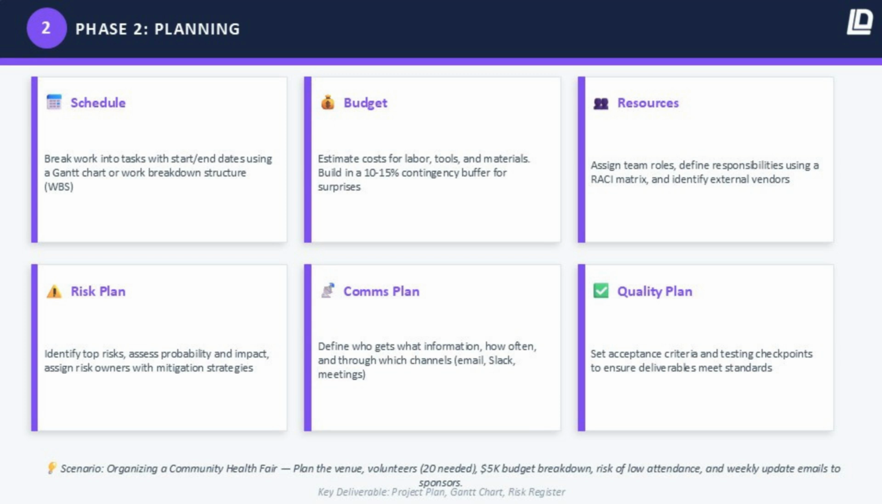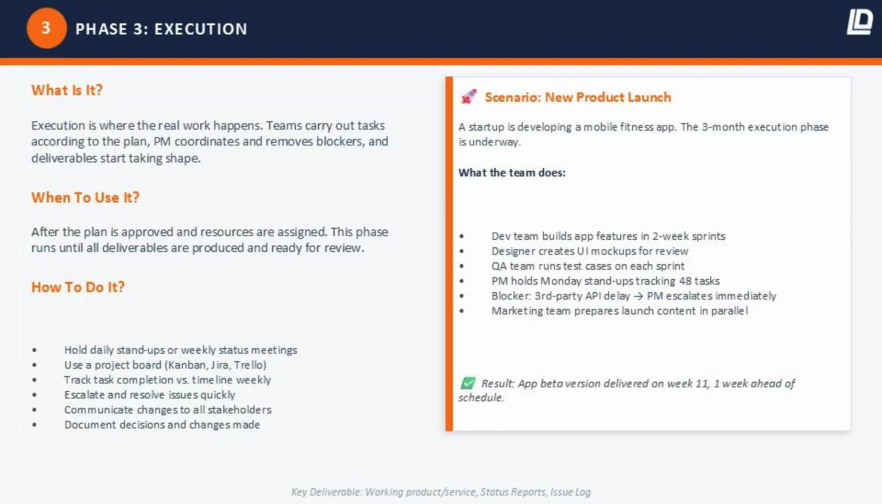You identify the top risk: low attendance. Your mitigation: a 2-week social media push and outreach to local community centers. And you set up weekly email updates to your sponsors so they're always in the loop. That's planning done right. Your key deliverables here: the project plan, your Gantt chart, and your risk register. When those 3 documents exist and have been reviewed, you're ready to execute. Phase 3 is execution, and this is the one most people think of when they think of the project.